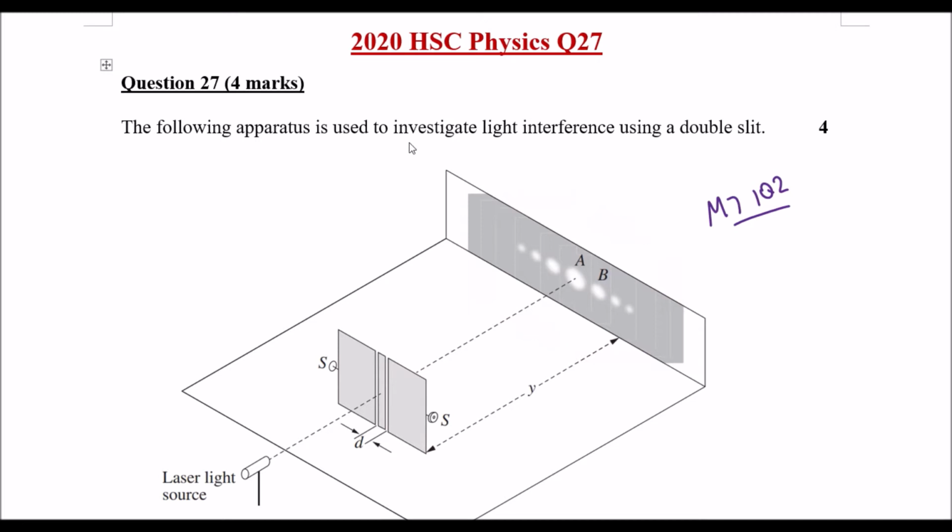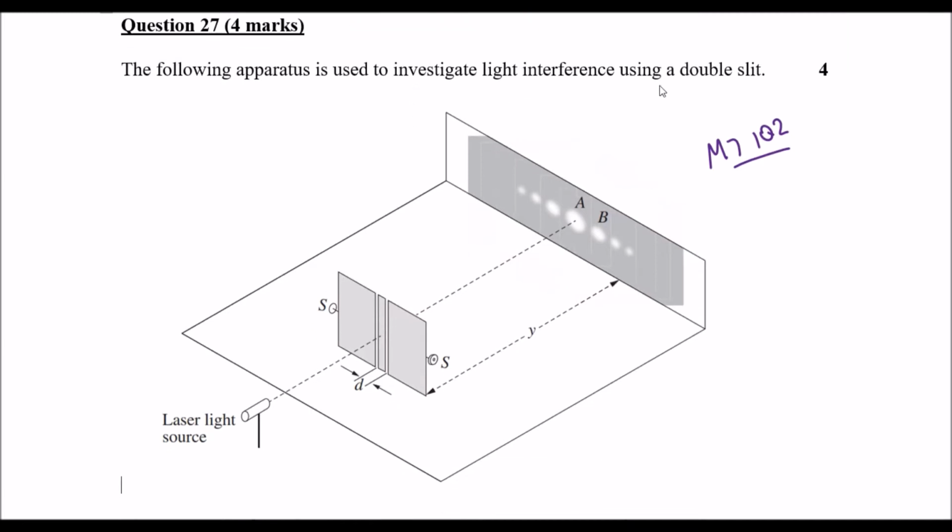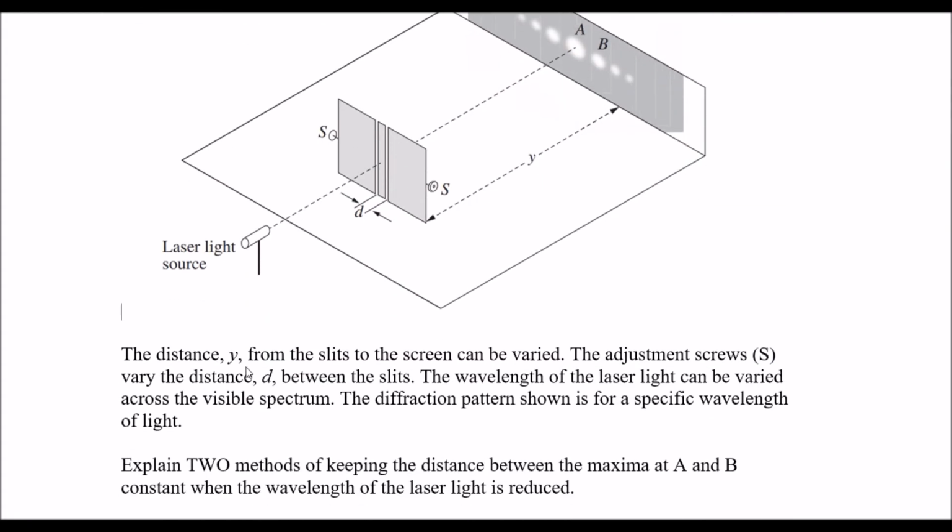The following apparatus was used to investigate light interference using a double slit. You can see our interference pattern here. The distance y from the slits to the screen can be varied. So this distance here can be changed. The adjustment screws S vary the distance d. The wavelength of the laser can be varied across the visible spectrum. So we can change the wavelength.